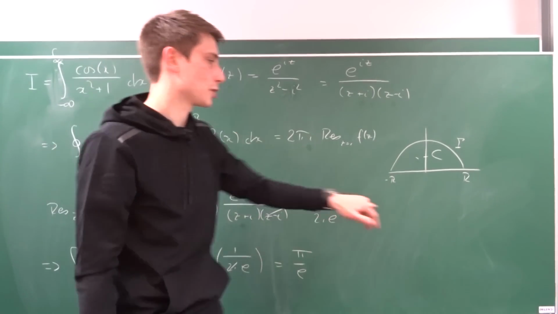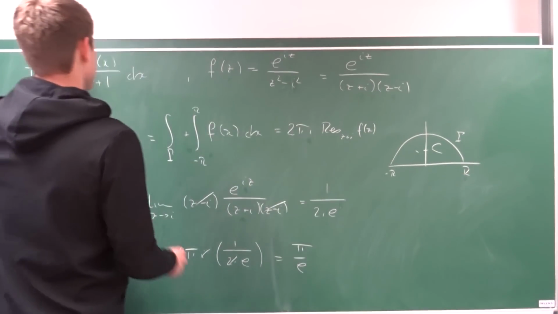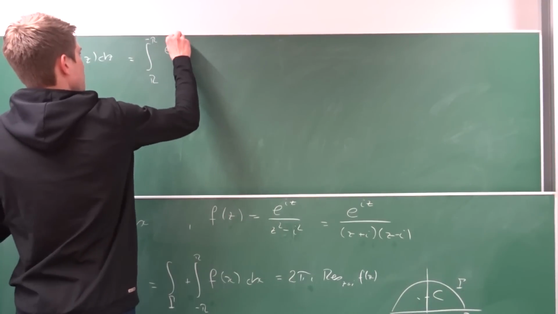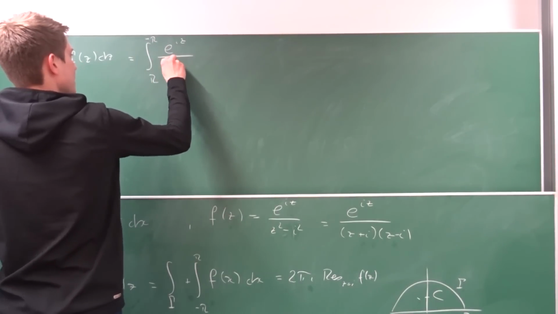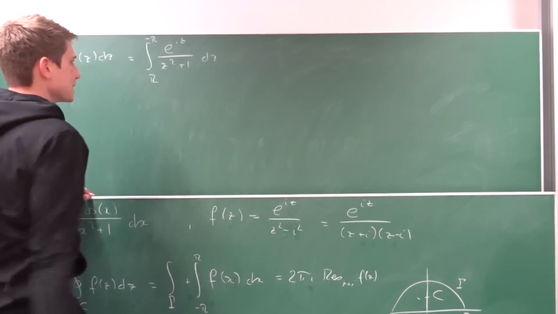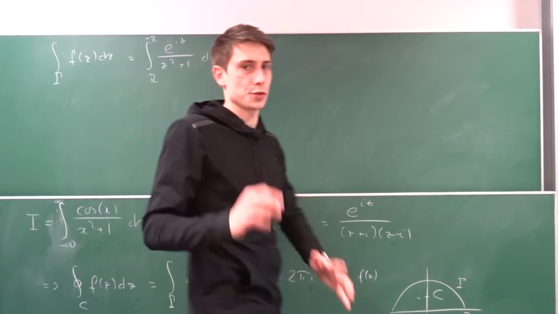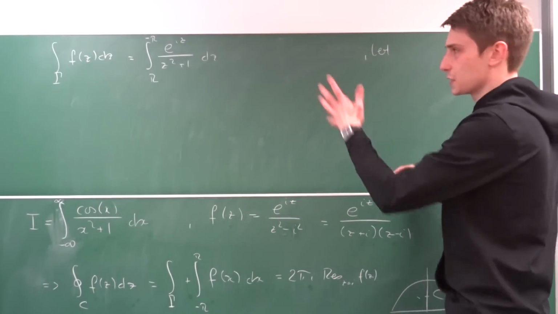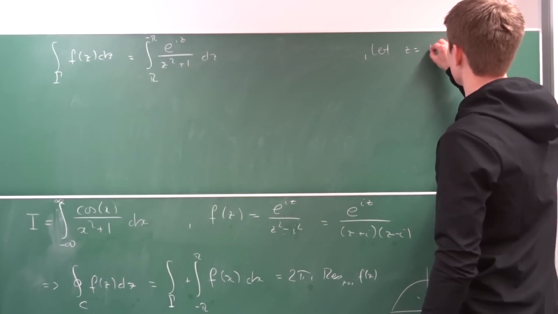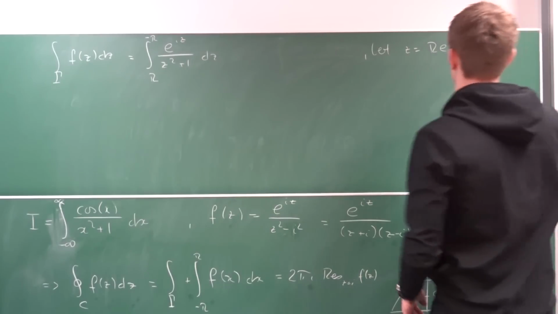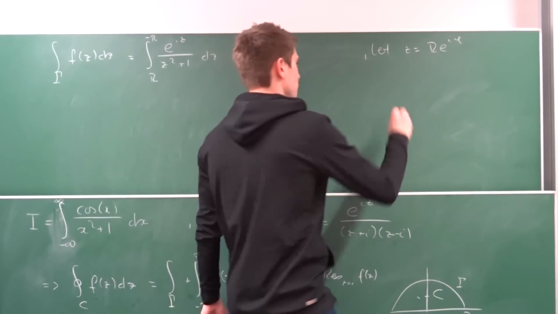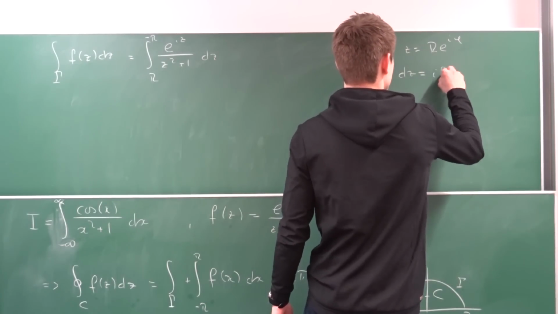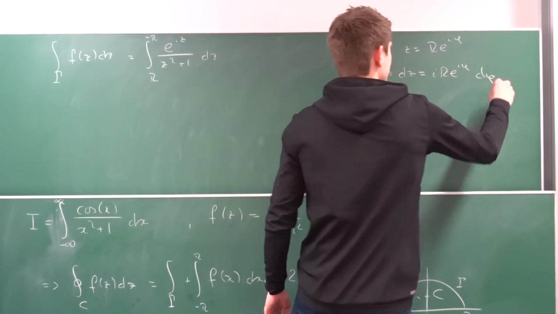From where to where does this go? Well, it goes from r to minus r in this case. So we have an integral from r to minus r of e to the iz over z squared plus 1 dz. And now we want to introduce a natural parameter. So let our z, for example, equal r times e to the i phi. That means if we differentiate that, dz is now going to equal i times r times e to the i phi d phi.